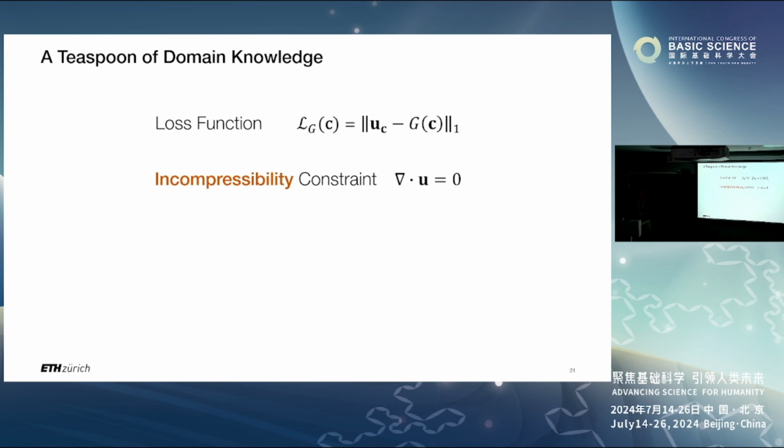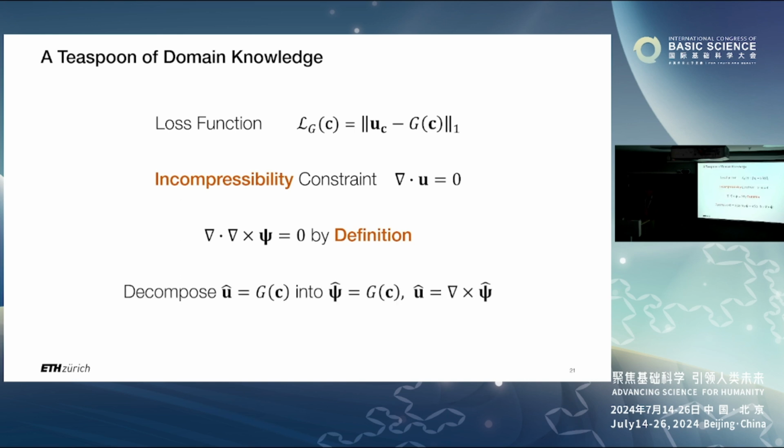So how can we do this? How can we do a better job? If we have a better knowledge of the domain, we can use it as mentioned. The divergence of the curl of any vector potential is always 0 by definition. So now we can just decompose the generative model into 2 steps, and then the output velocity field is unconditionally divergence free.